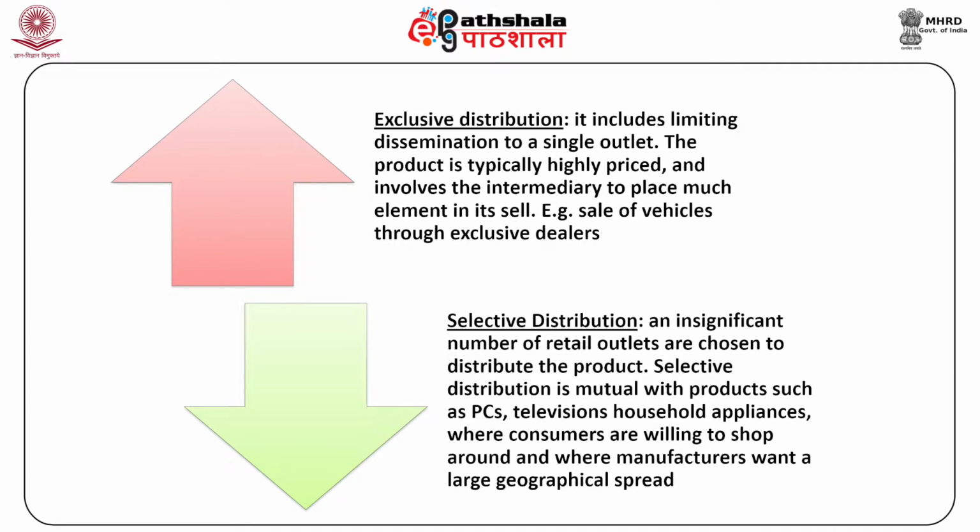We have a third type of distribution, namely selective distribution. Selective distribution uses a limited number of retail outlets. In this, we choose a limited number of retail outlets to distribute the products. Selective distribution is common with products such as PCs, television sets, household appliances, where consumers are willing to shop around and where manufacturers want a large geographical spread.